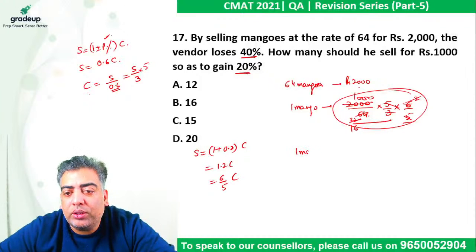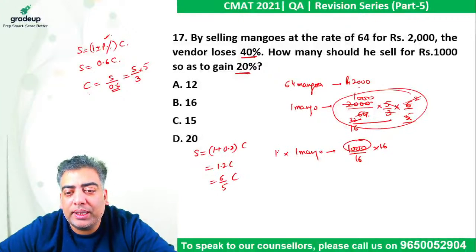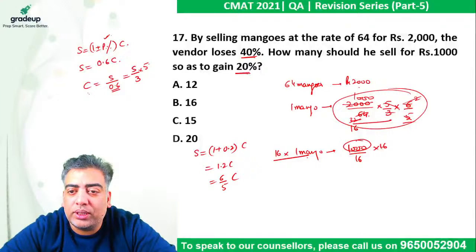So one mango should be sold at 1000 upon 16 rupees, as we need to find how many should be sold in 1000. So I multiplied both sides by 16. So 16 mangoes should be sold in rupees 1000.